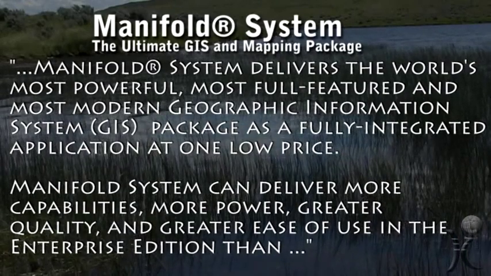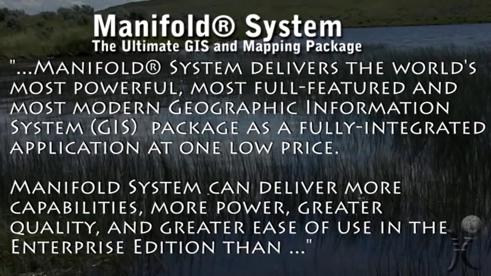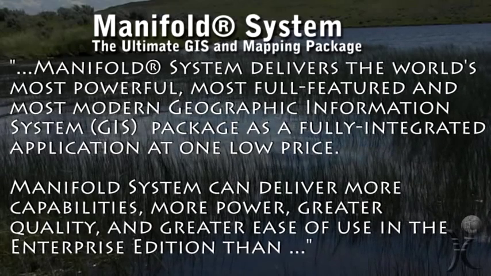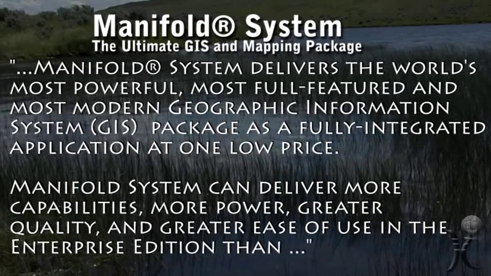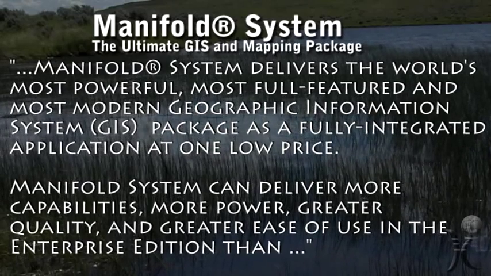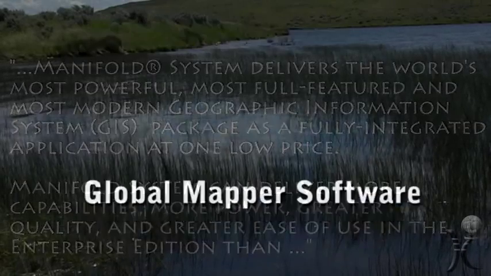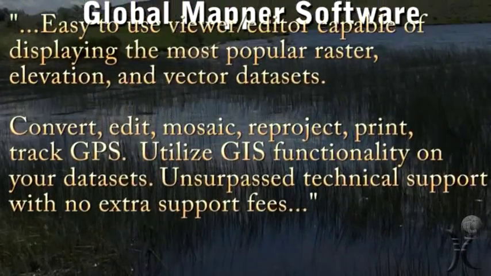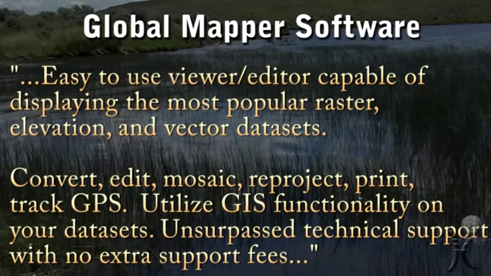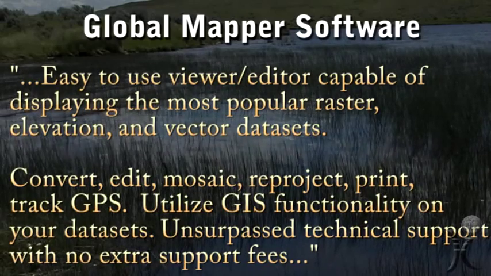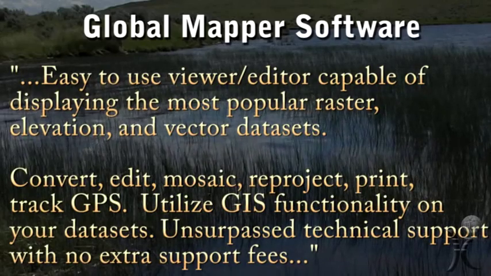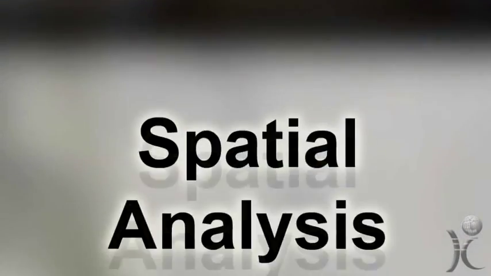According to the software manufacturer, an advantage of the Manifold system is that it offers an extremely powerful, full-featured, and modern geographic information system at a low price. Manifold also includes a world-class internet map server, an object library and development environment to create custom applications. Global Mapper is considered an easy-to-use viewer and editor capable of displaying the most popular raster, elevation, and vector datasets. Global Mapper facilitates conversion, editing, mosaicing, reprojecting, printing, and tracking GPS data.